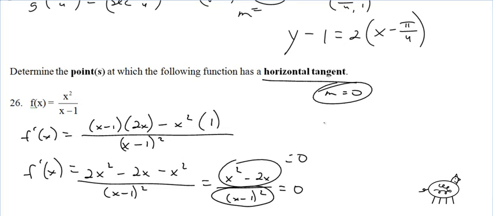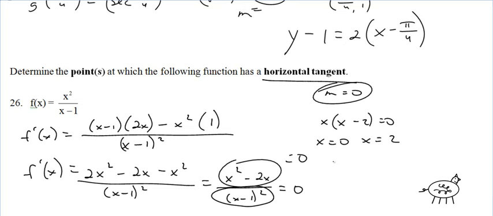So if I just do that, I can factor out an x. So x times x minus 2 equals 0. And so I get x equals 0 and x equals 2. So the derivative would be 0 if x is 0 or 2. And so we have two different answers, right?